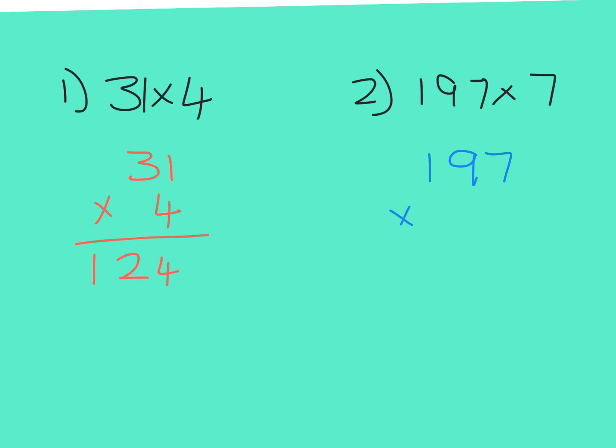197 multiplied by 7. So 7 sevens are 49. 7 times 9 add 4 gives me 67, and 7 times 1 plus the 6 gives me 13. And if I have a look at this, remember I've got my 1s under my 1s column, my 10s under my 10s column, my hundreds under my hundreds column, and thousands under my thousands column. If you got those right, well done.